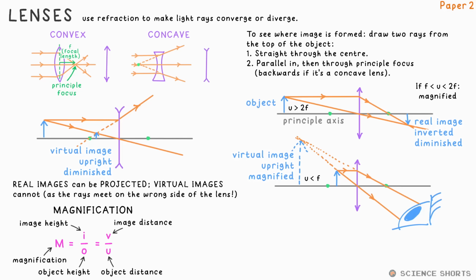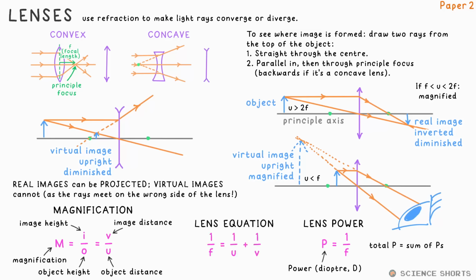Where it meets the other ray is where the virtual image is. This image is also diminished and upright, as you can see. The power of a lens is just the reciprocal of focal length. We give it the unit diopter, D. The total power of multiple thin lenses used together is just equal to the sum of their individual powers. And the lens equation is this: 1 over u plus 1 over v equals 1 over f.